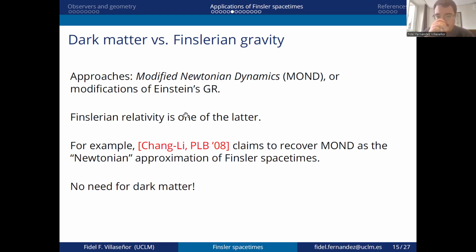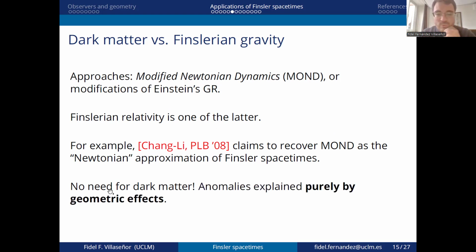And in this way, this modified Newtonian dynamics model, which probably was a bit ad hoc before, now has a deeper explanation in terms of Finsler geometry. And if this is true, if one believes in Finsler geometry and subsequently in this model, then there is no need to introduce dark matter anymore. In this way, the anomalies would be explained purely by geometric effects, by the effects of a new geometry, a Finsler geometry. There is no need to introduce dark matter now, which, as I said, to some people can be much more satisfactory.